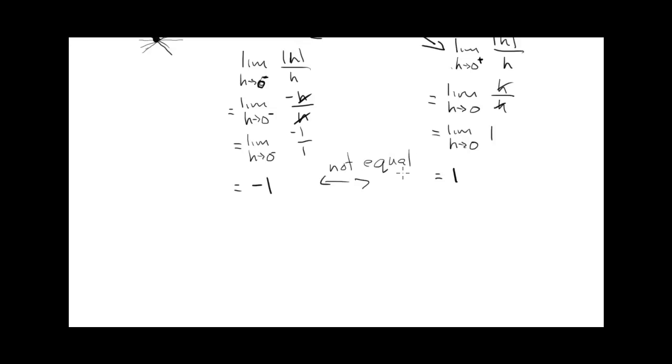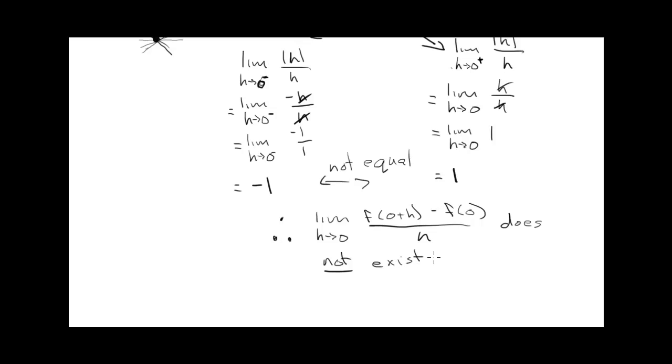And if our left and right limits are not equal, then you can say the overall limit does not exist. So therefore the limit, that original limit that we were doing, f at 0 plus h minus f at 0 over h, does not exist, because the left and right limits are not equal. So therefore f at x is non-differentiable at x equals 0. Okay.